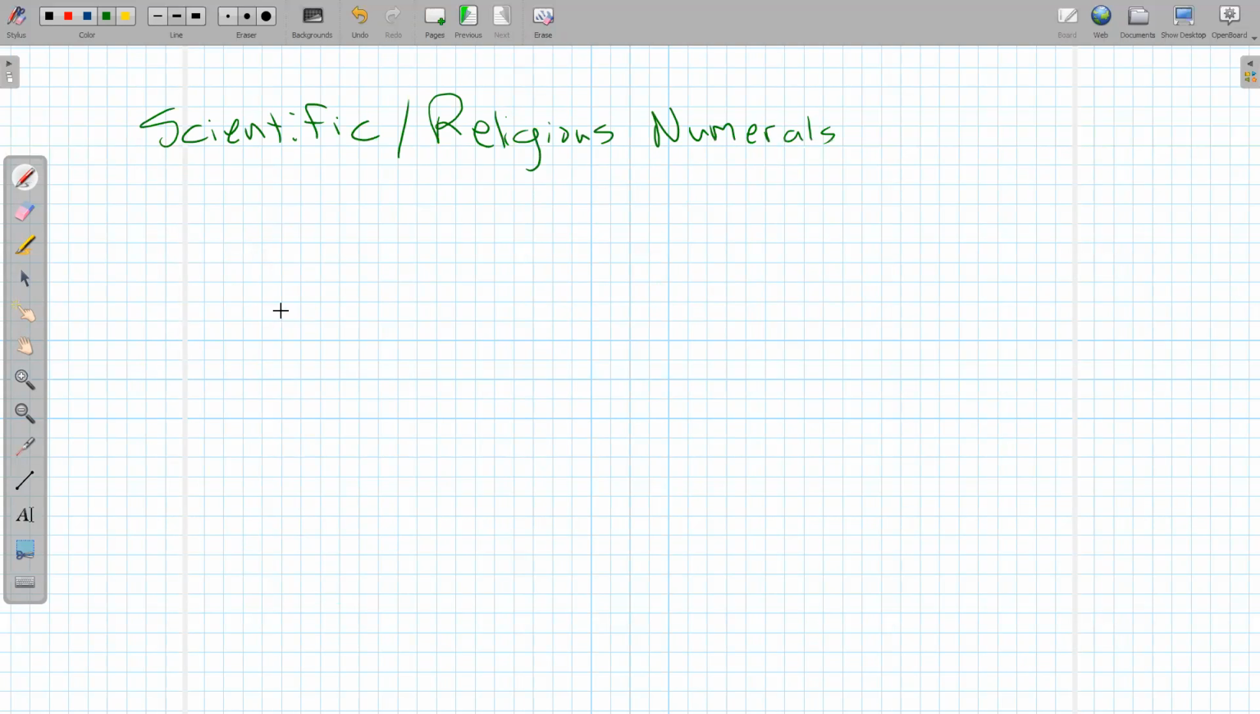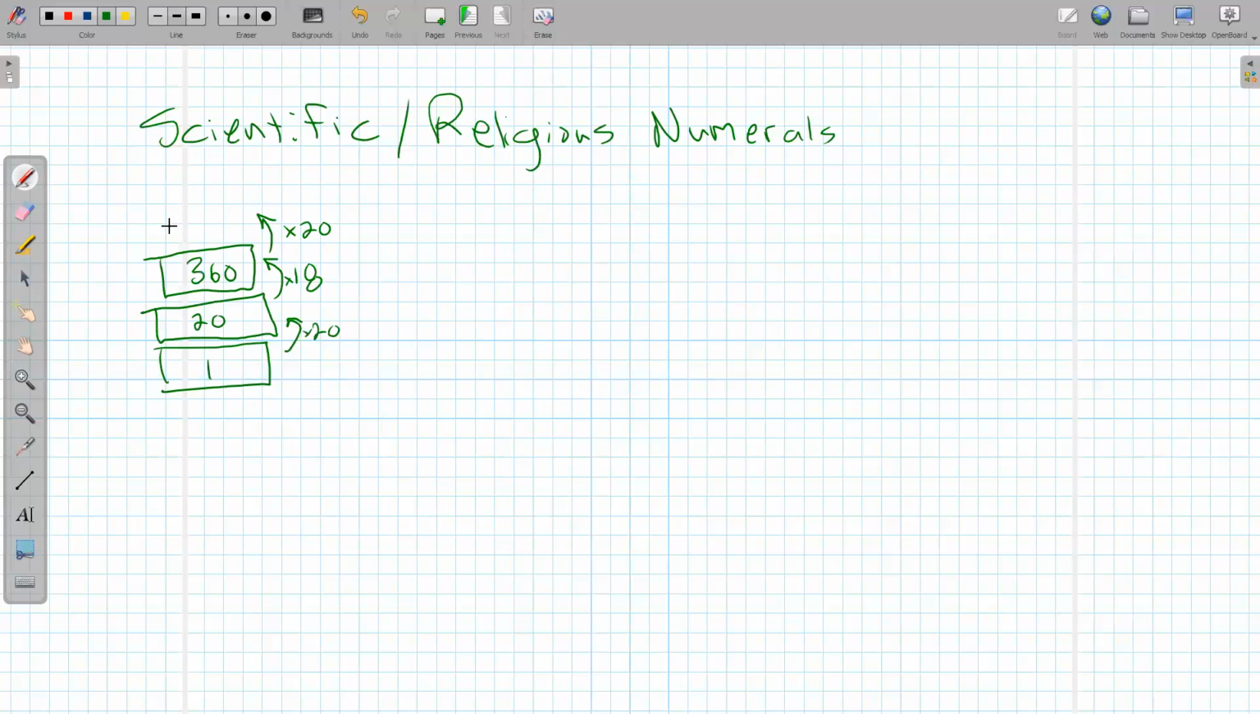So in the religious one, the first place was the ones, and then they multiply by 20 to get the next place. So the next place up was their 20s, just like we did in the commerce version. But then they multiplied by 18 in this other version of the Mayans. So 18 times 20 gives me 360. So that's the next place in that version of the Mayans. But then after that, they start multiplying by 20 again to get the next grouping.